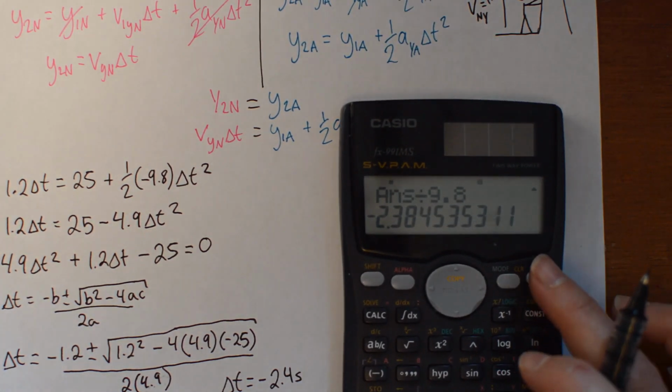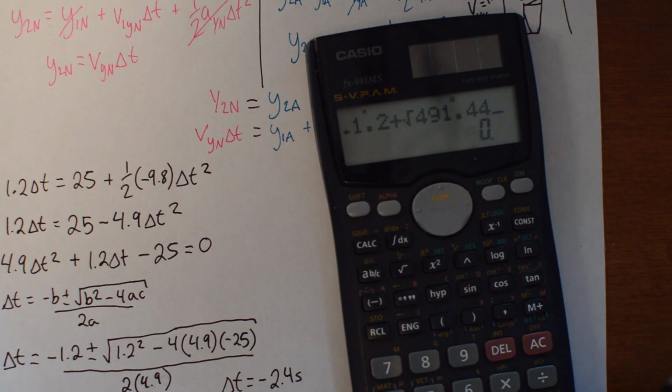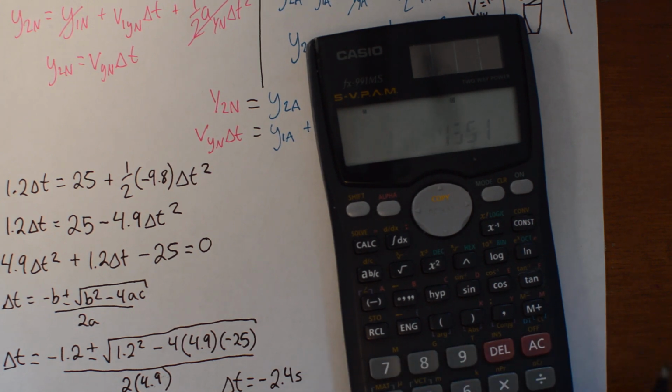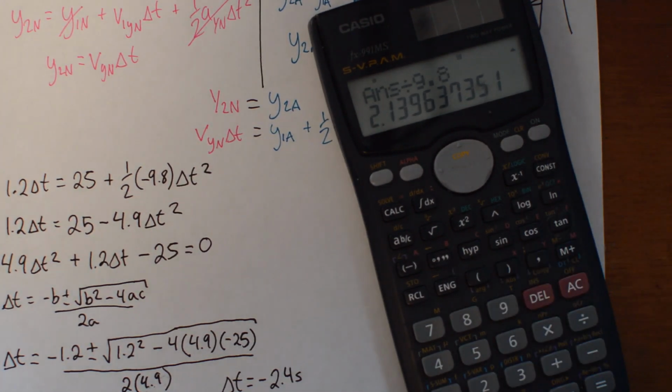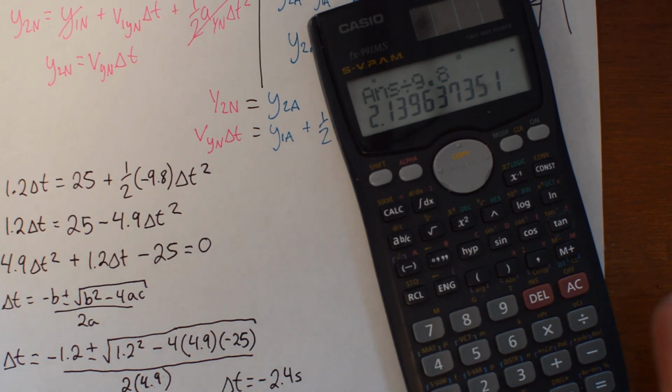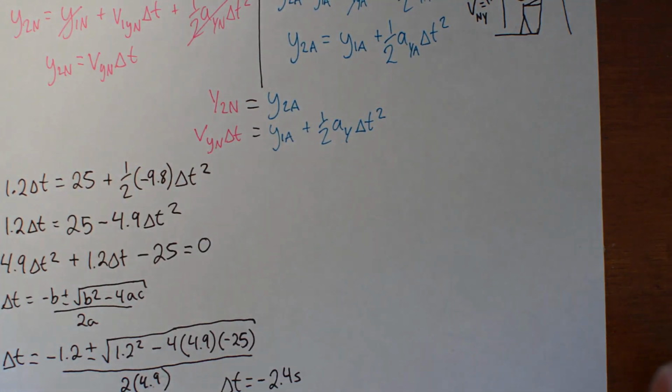Not very likely the right time. Now we'll do the positive. Negative 1.2 plus the square root of 491.44 and divide that by 9.8, and I get a positive time. Delta t is positive 2.1 seconds. If you tend to clear your calculator a lot, then just write out a bunch of decimals, so 2.1396 seconds. Because we're going to use that time to calculate something else, I'm just going to leave the number in my calculator, not clear it, so that I can use it in a minute. Because I'm not actually done at this stage.